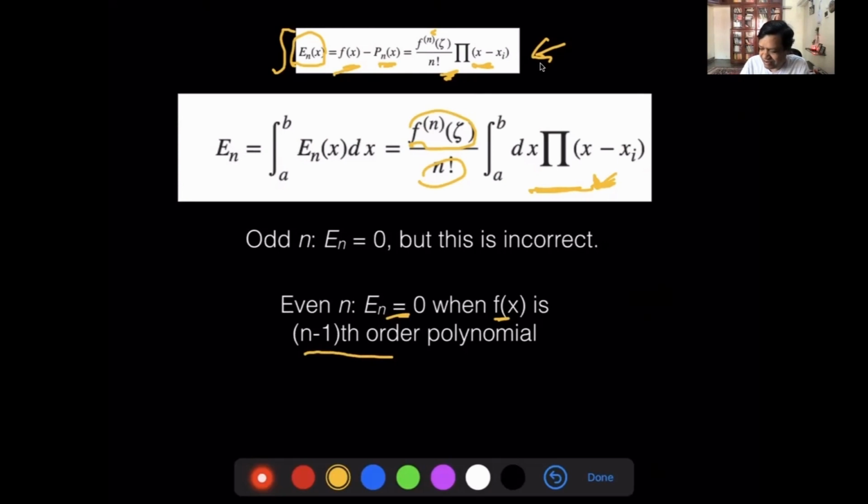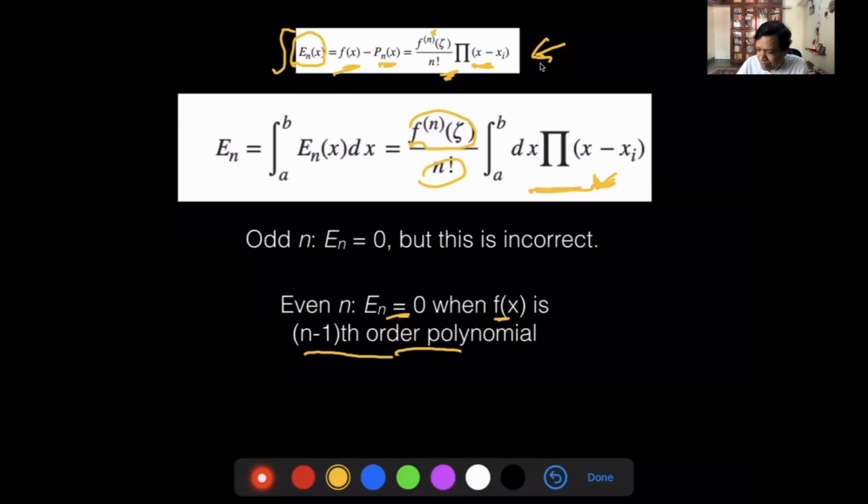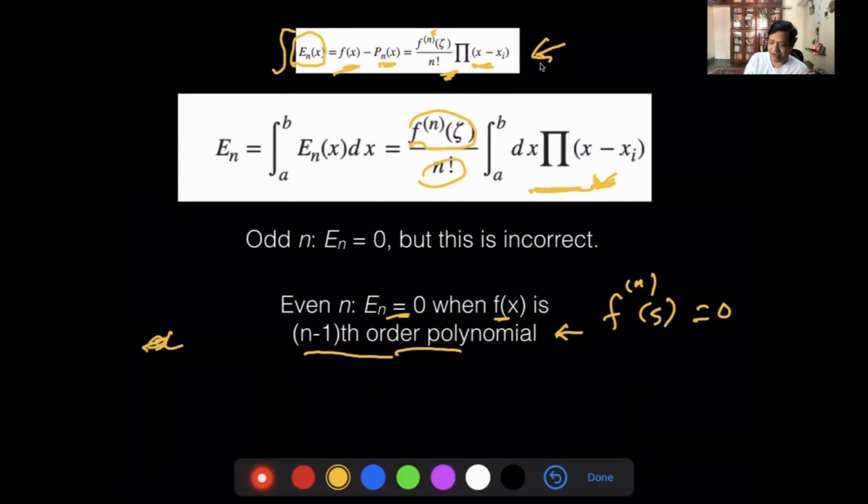I didn't write that explicitly, but how do I prove it? In fact, it's staring at you, just in front of you. If it's an (n minus 1)th order polynomial, then what happens to f^(n)(zeta) for this polynomial? Can someone give me the answer? Zero. Because for (n minus 1)th order, take n equal to 2. Then my polynomial is linear, which is x. Now, the second derivative of x is 0: the first derivative is 1 and the second derivative is 0. So for an (n minus 1)th order polynomial, this is 0. That means e_n is 0.